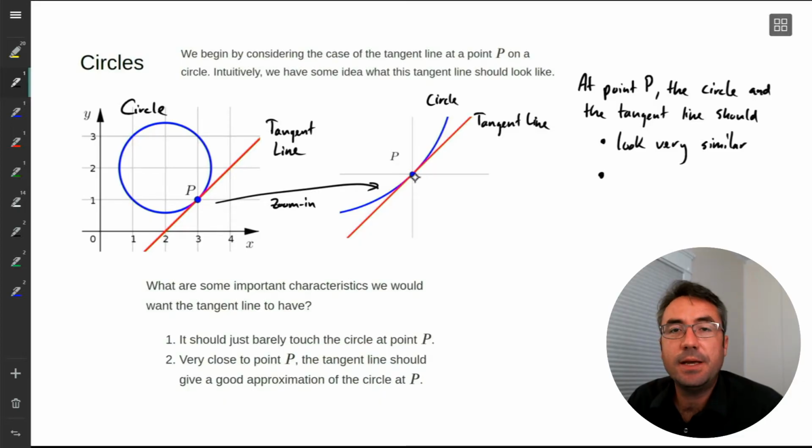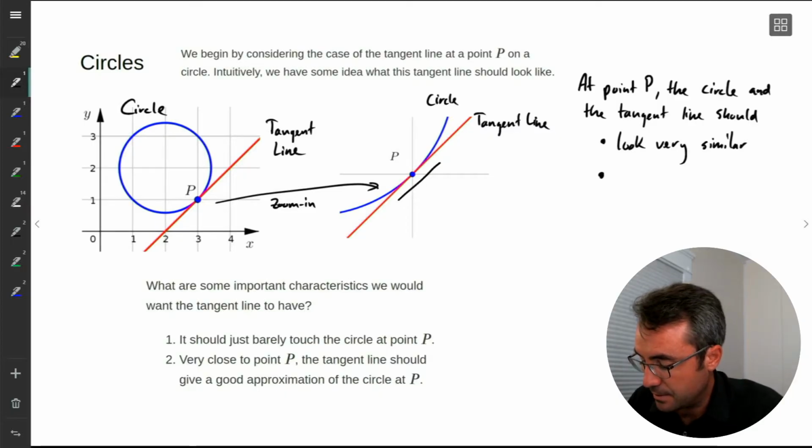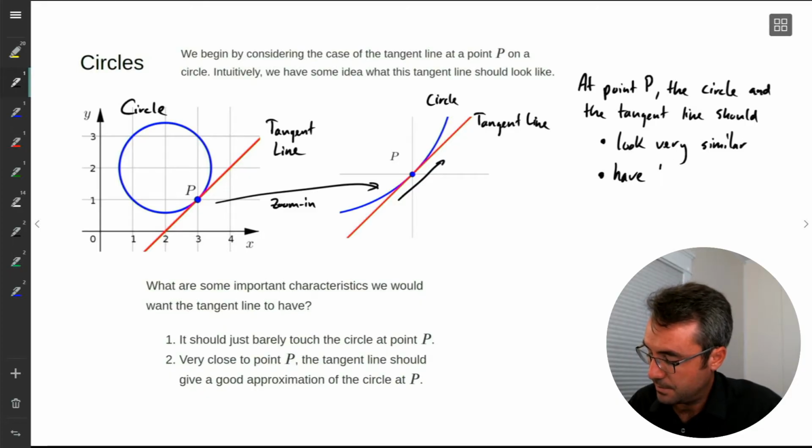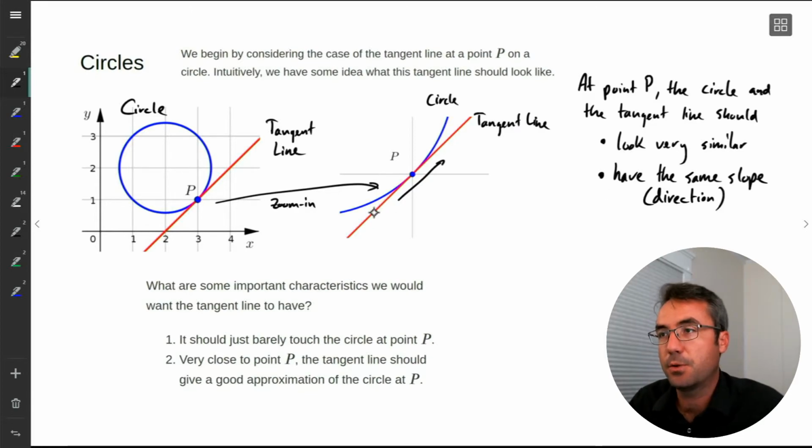And related to that, they have the same slope. So right at point P, the circle and the tangent line should have the same slope. They should be going in the same direction. So notice right at point P here, the circle and the tangent line are kind of going off in the same direction. So they have the same slope. And you can really think of slope, in this case, as kind of like a direction. It's telling you which direction to go in. So they're both kind of going that way in this case.